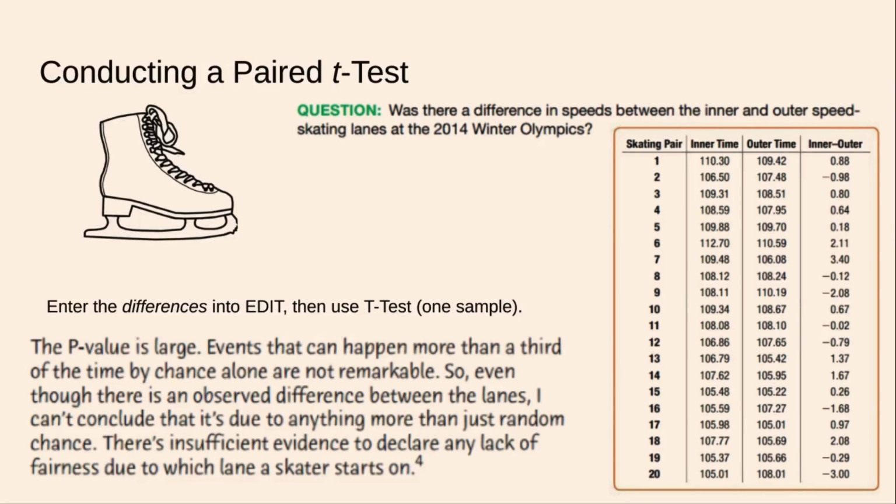All right, we could absolutely see a difference of about 0 about a third of the time. So there's not enough evidence to reject that null hypothesis. There is insufficient evidence, says our textbook, to declare any lack of fairness due to which lane the skater starts on. All right, so there is our conclusion.